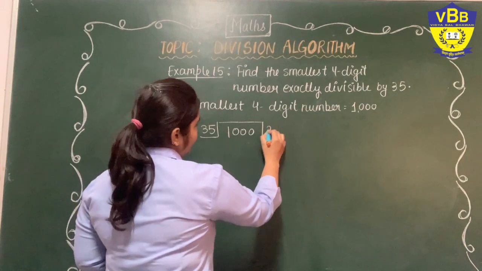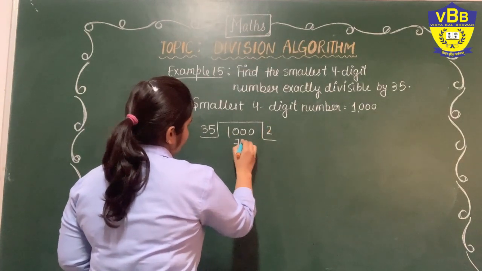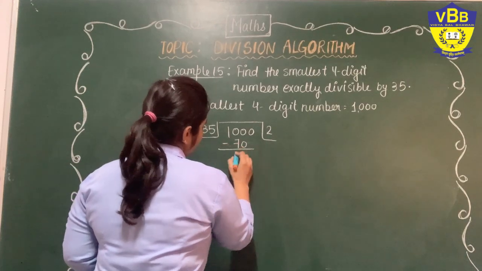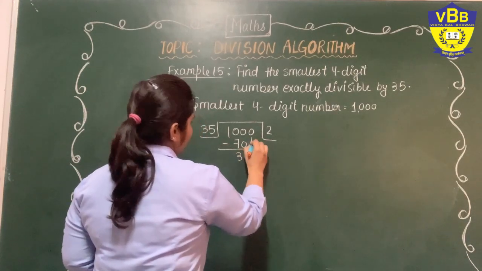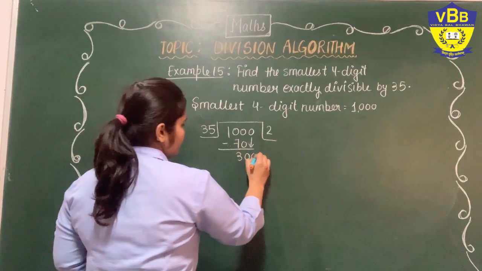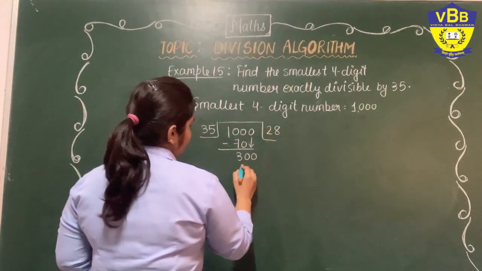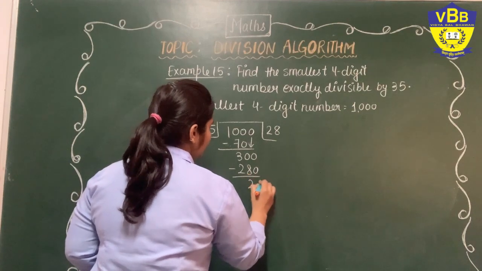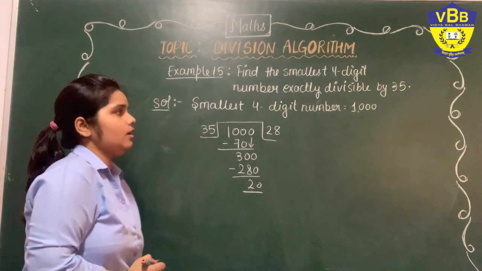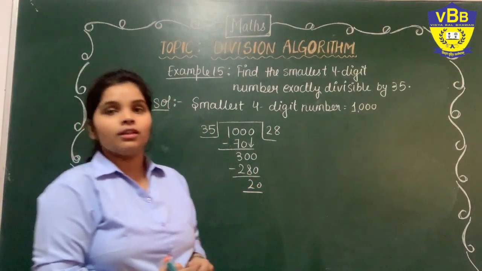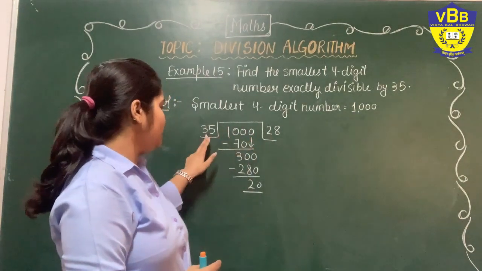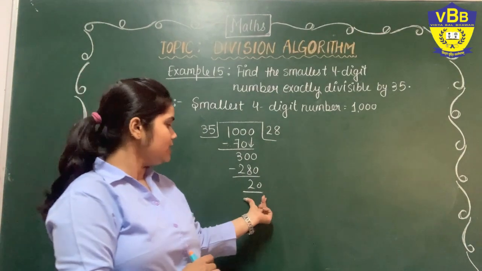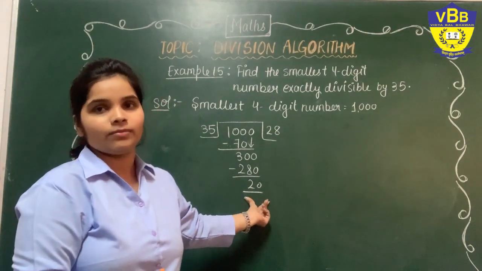We are dividing it. 35 multiplied by 2 is 70. Subtracting, we get 30 over here. Write the next 0 below. 35 8 times comes 280. Subtracting, we get the remainder 20. Okay. So 1000 is not completely divisible by 35 as 20 is coming as the remainder.